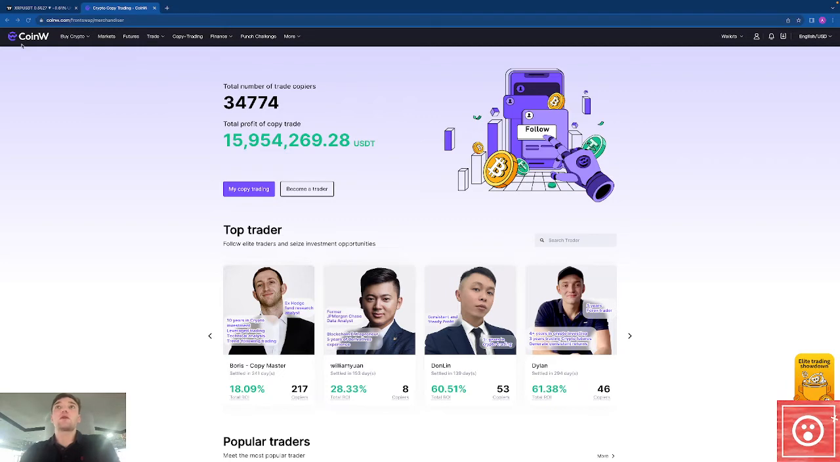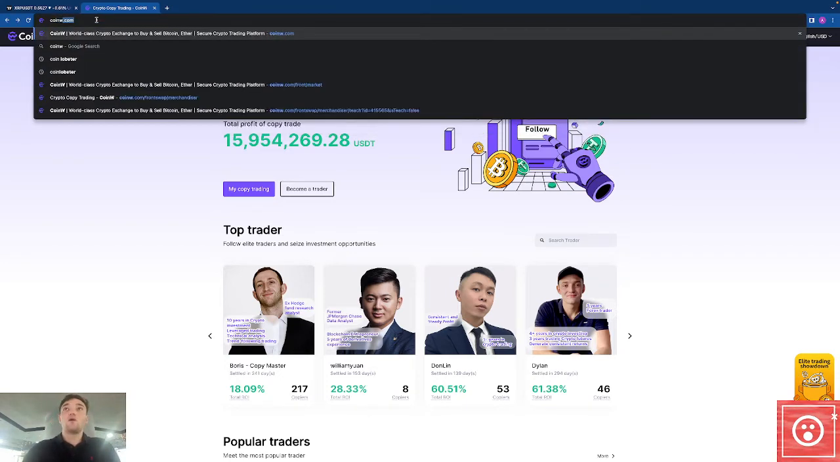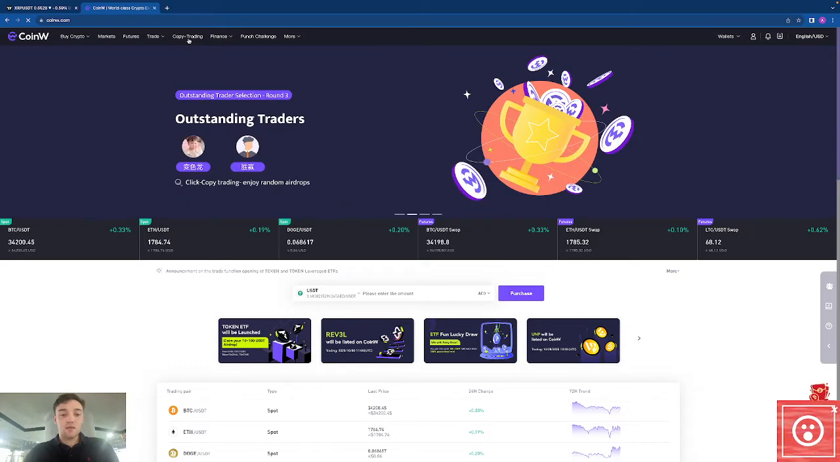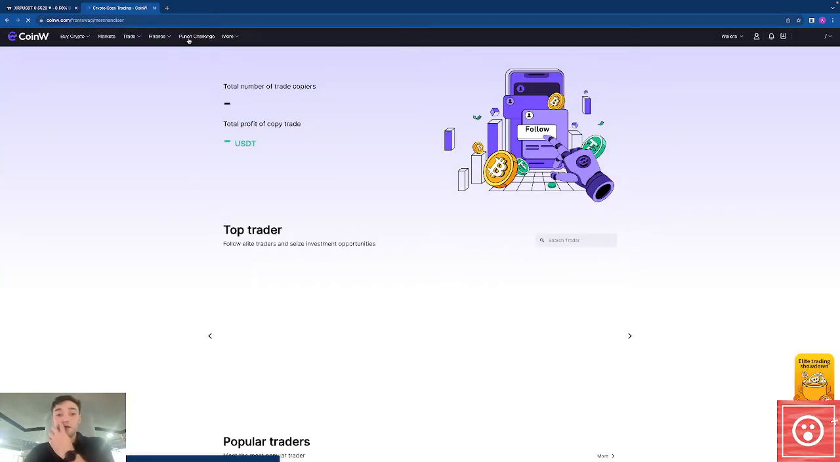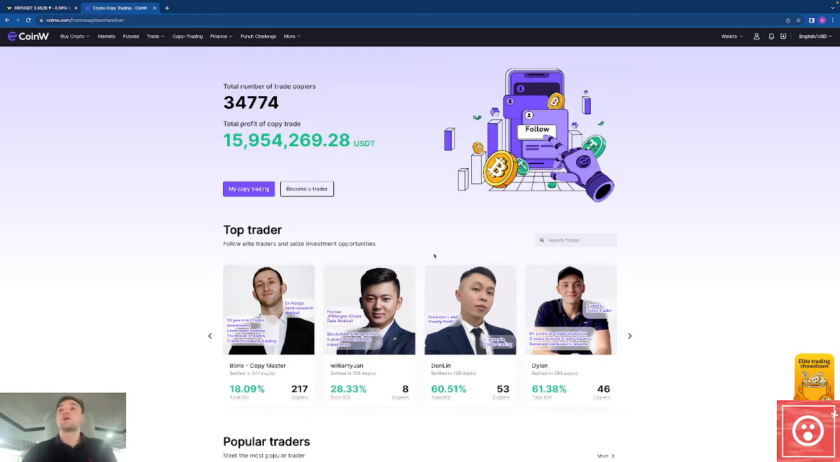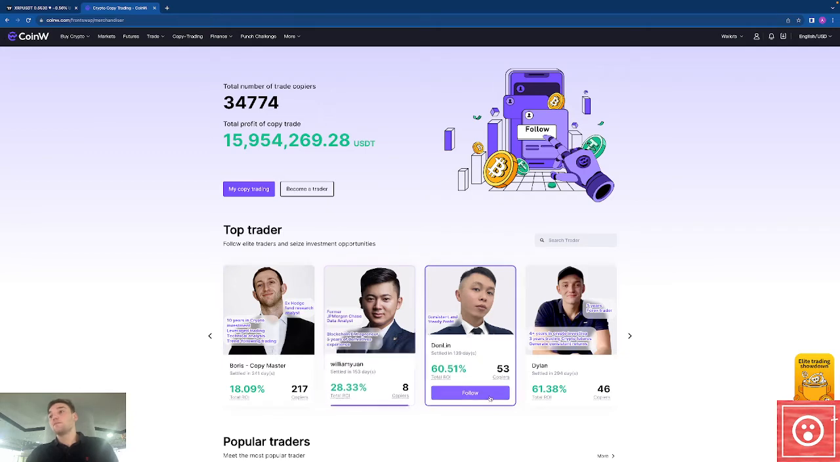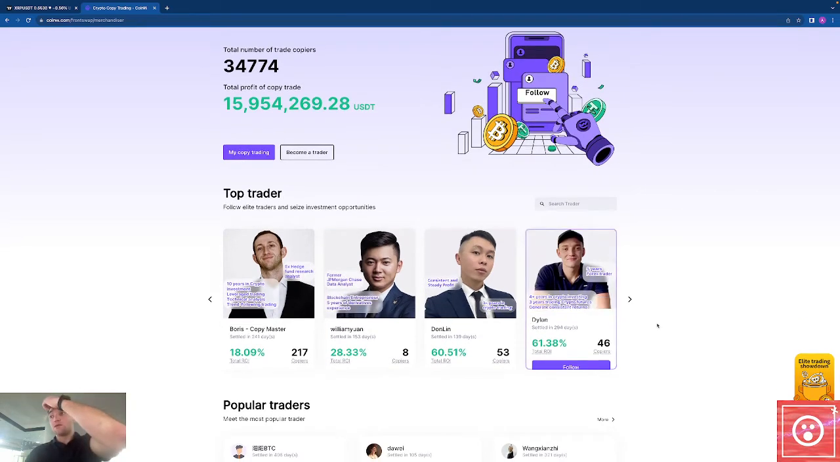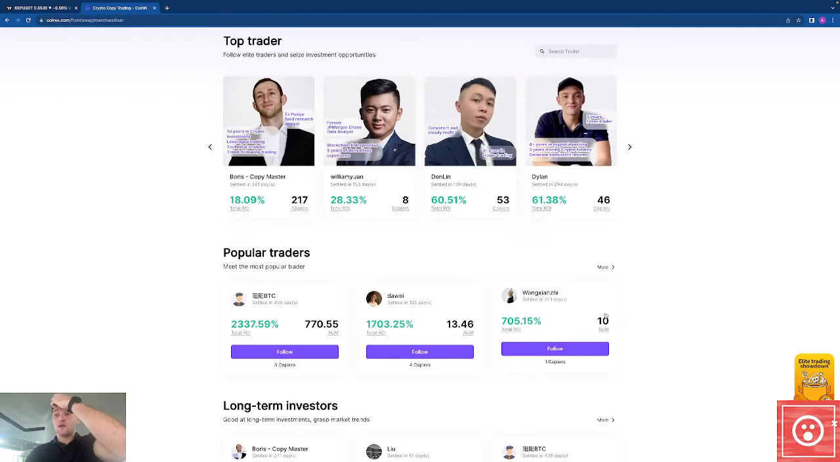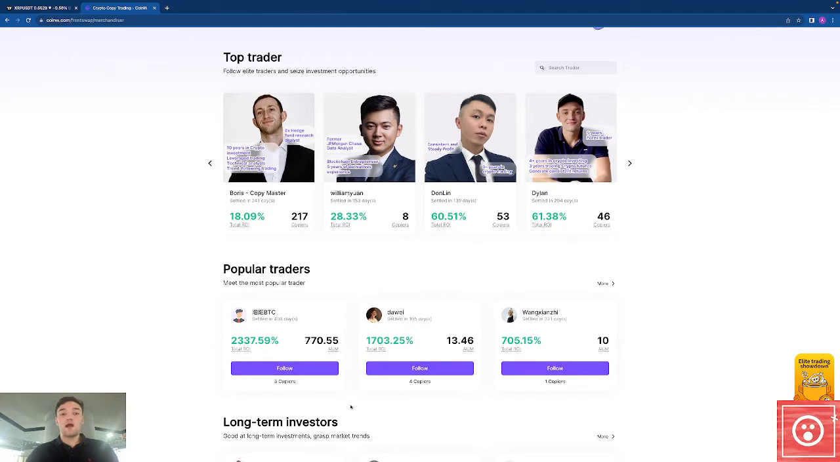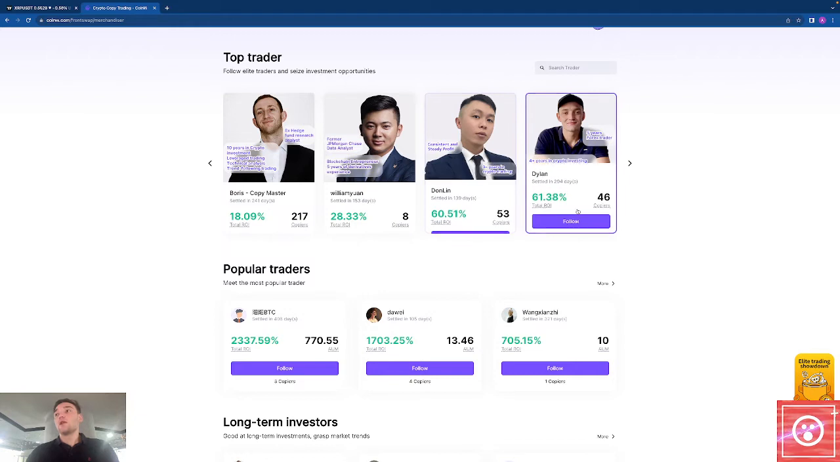So if you search CoinW on the web browser and click it, this is what comes up. What you want to click on is copy trading, over here at the top left. You click on copy trading there, and this is what the page looks like. There's a couple of people in the front here. We have Boris, William, John Lynn, and Dylan, which is myself, and there's also a whole bunch of people below. So we're going to go over how to set it up, and then I'll show you guys how to look at the strategies that we are using.